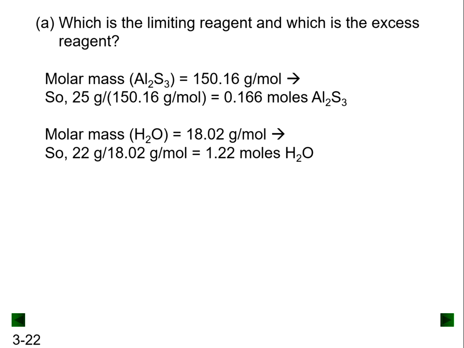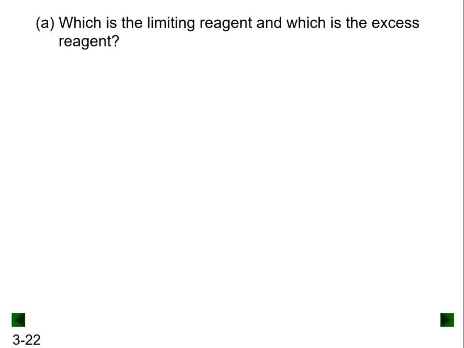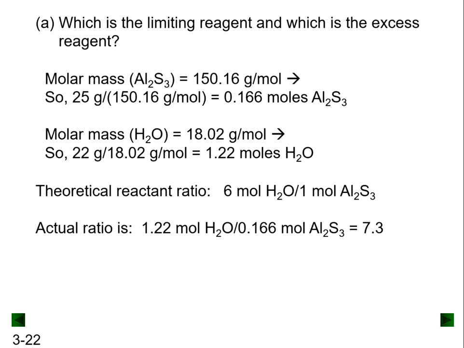But we still can't just use inspection to think about this. We need to go back to the chemical equation. We know the chemical equation. Let's go up one step and look at it. We have to have 1 mole of aluminum sulfide to 6 moles of water for the reaction to be at equivalence. So the theoretical reactant ratio is 6 moles of water to 1 mole of aluminum sulfide.